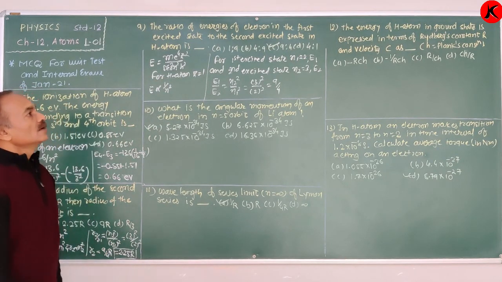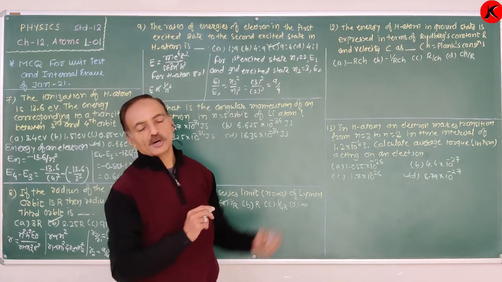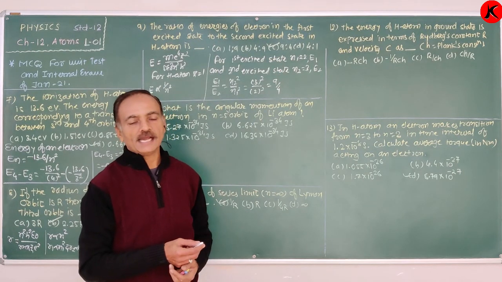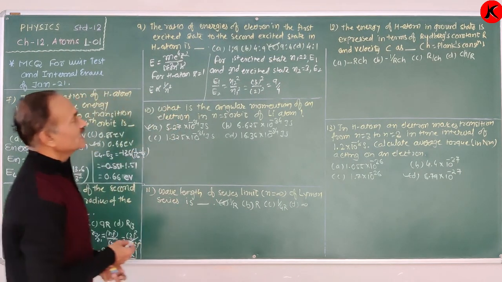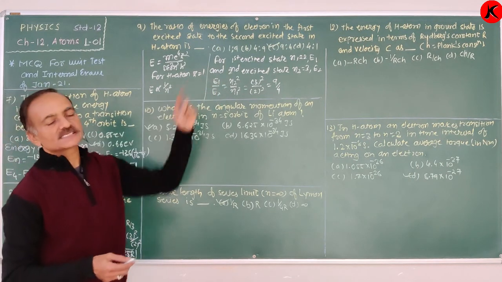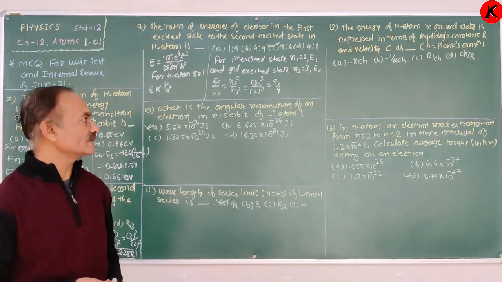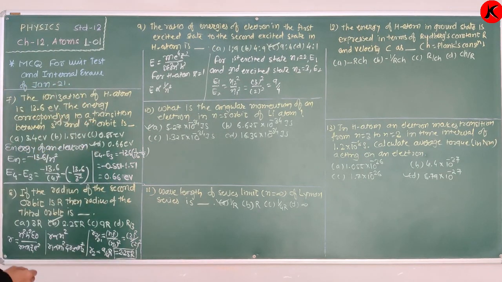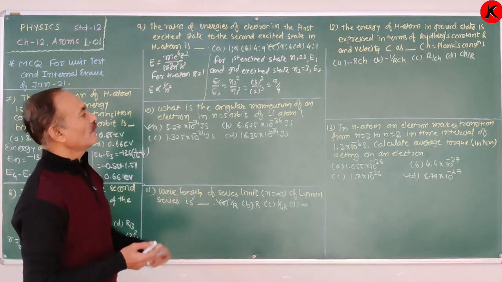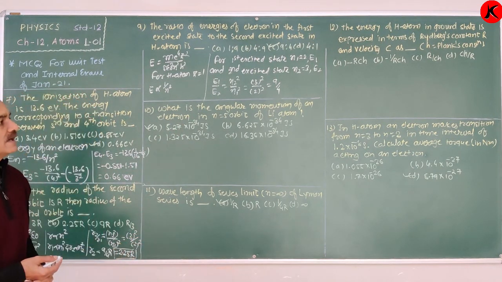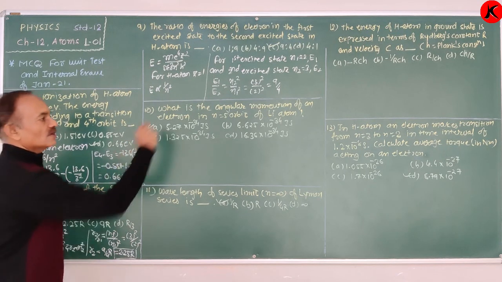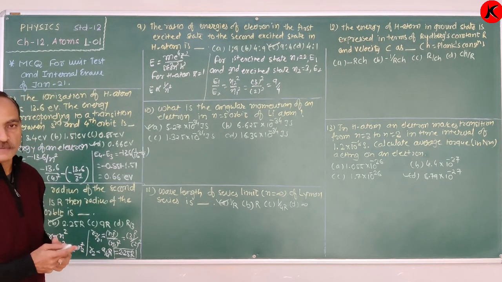Okay, now for first excited state, the number of orbit is 2, and for second excited state, the number of orbit is 3. So we substitute the value, we obtain the ratio of the energy E1 upon E2 is equal to 9 by 4. Now next, what is the angular momentum of an electron in n is equal to 5th orbit of lithium atom? Right. Now from Bohr's hypothesis, we have to find out the angular momentum.